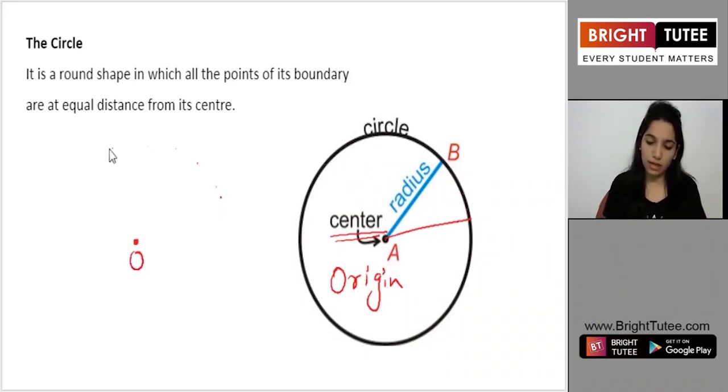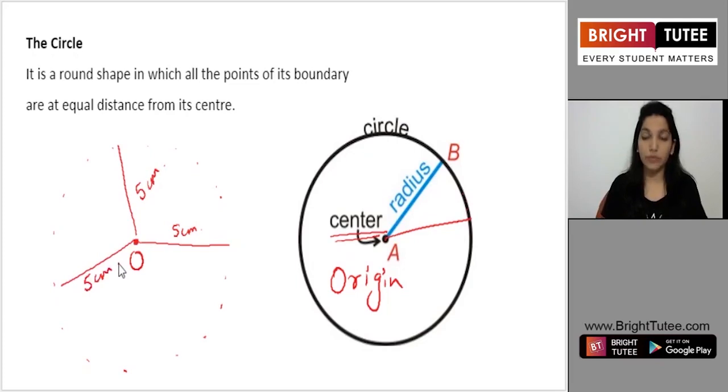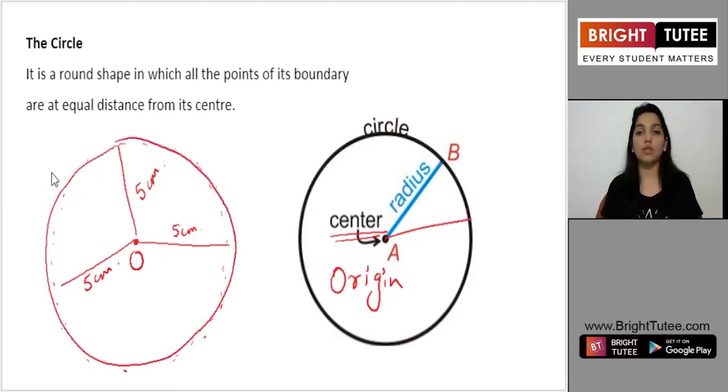So I'll keep on making certain points, and everywhere I am making sure that these points are at a distance of 5 centimeter from the center. So wherever I am drawing, it's everywhere 5 centimeter away from the center. When I keep on drawing such points, and I will draw infinite number of points, I will end up making a complete image of a circle. So this is what you will observe when you join all these points.